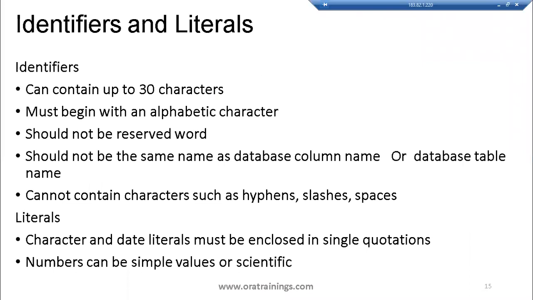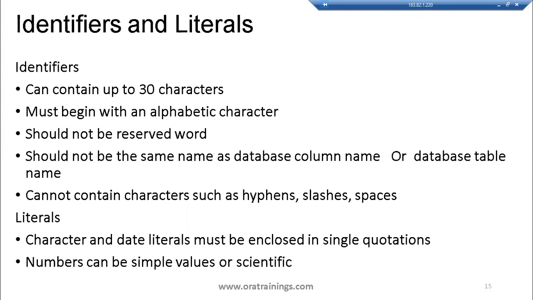Next thing, identifiers and literals. An identifier is nothing but whenever you declare a variable, that should also follow some particular guidelines. It can contain up to 30 characters, must begin with an alphabetical character, should not be a reserved word, should not be the same as a database column or database table name, and cannot contain characters such as hyphens, slashes, or spaces. Okay. Literals: character and date literals must be enclosed in single quotation marks.